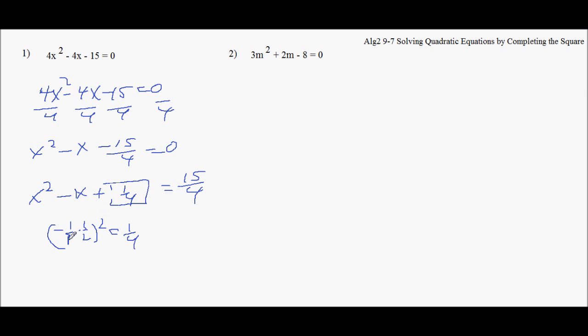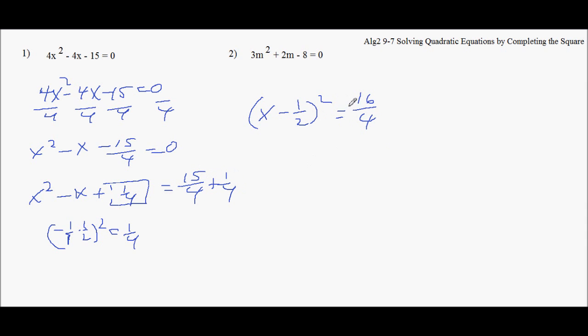So then this is x minus 1/2, so completing the square will be x minus 1/2 squared equals. Oh, then I have to add 1/4 over here, because I just added 1/4 there. So I get 15 plus 1 over 4, 16 over 4.